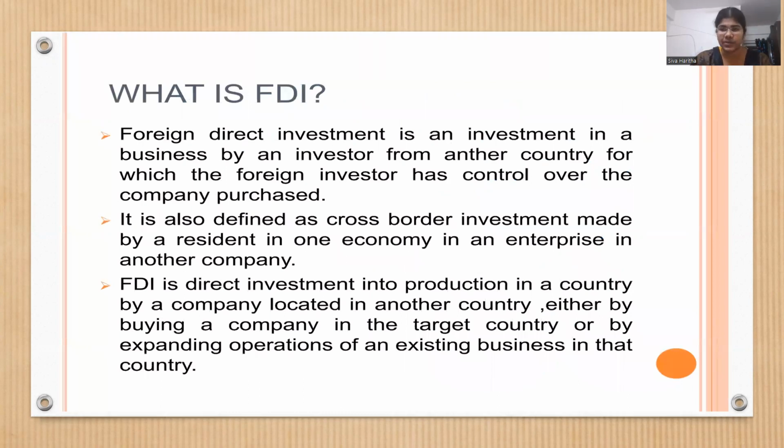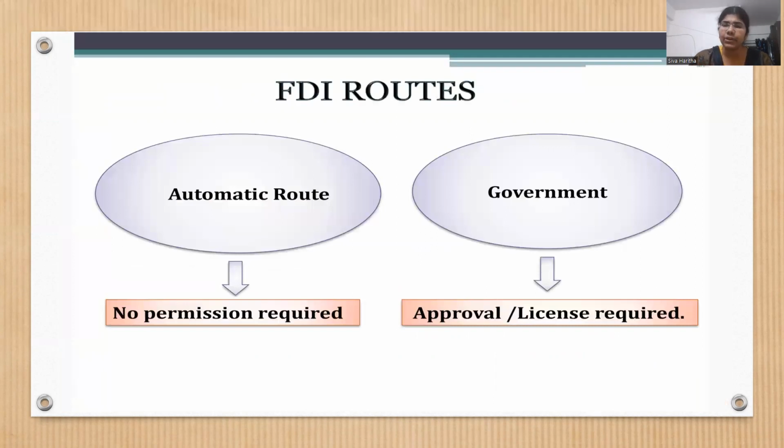What is foreign direct investment? Foreign direct investment is an investment in a business by an investor from another country, for which the foreign investor has control over the company purchased. It is also called cross-border investment. This FDI is the direct investment into the production in a country by a company located in another country. It can be either by buying a company in the target country or by expanding the operations of an existing business in that country.